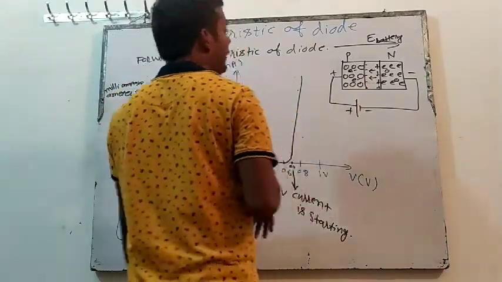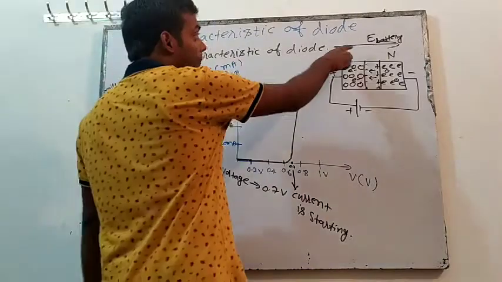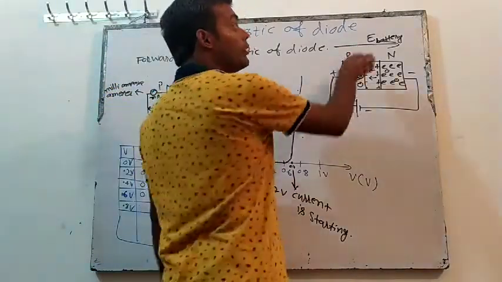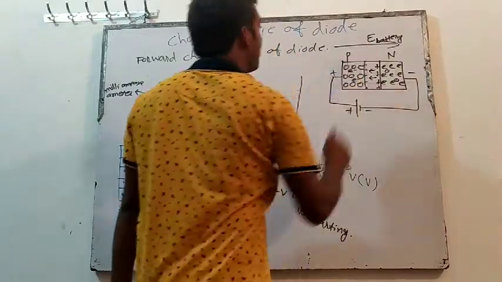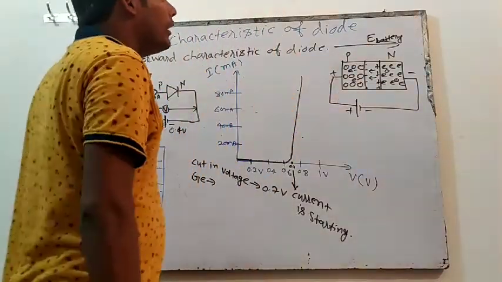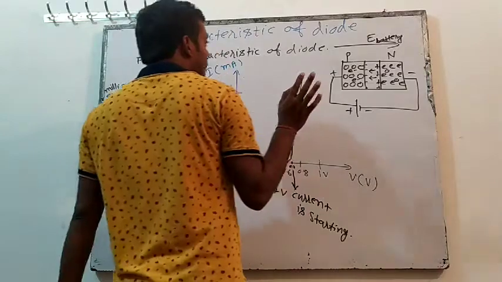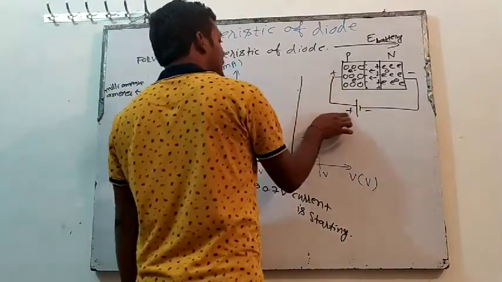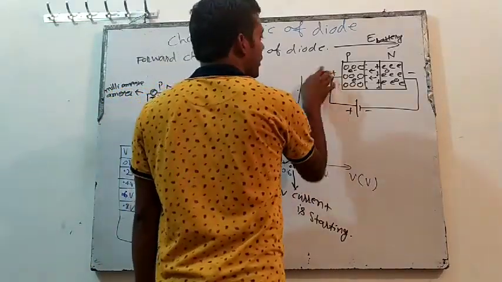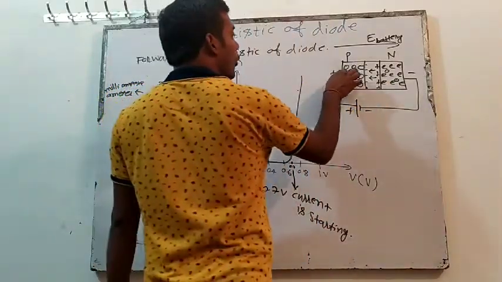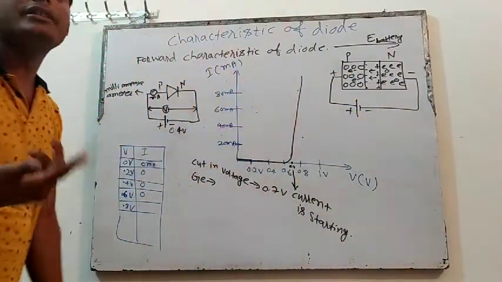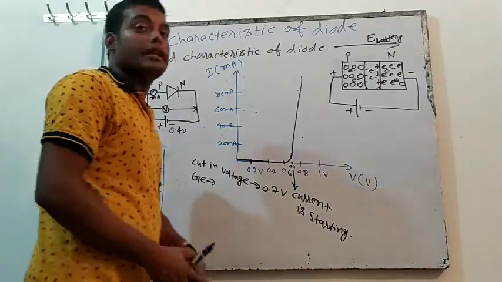So what will happen? This electric field will start dominating. Why? Because this is strong and the electric field due to the depletion region is weak. So the electric field due to the battery will start dominating. Then what will happen? Try to understand this thing. This is positive, so this terminal will also be positive. This is negative, so this terminal will also be negative. And hole is a positive charge particle.